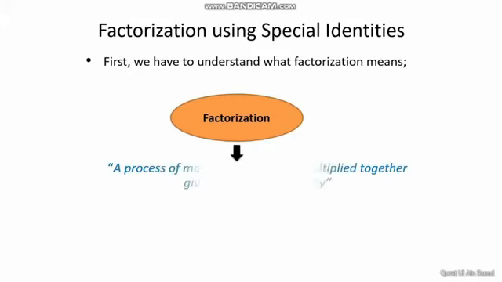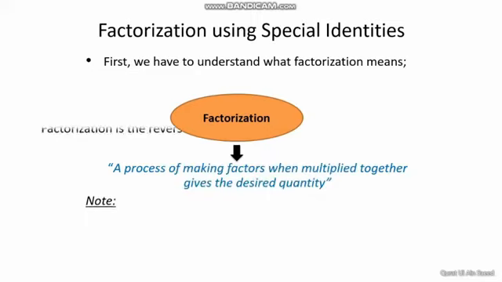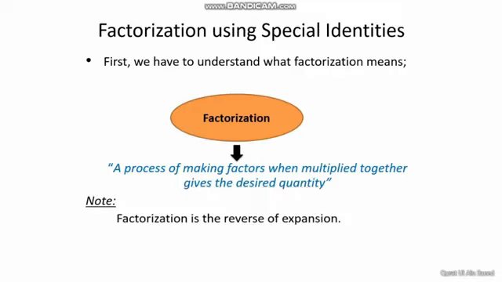Now, let's come to the topic of this presentation, which is factorization using special identities. First, we have to understand what factorization means. The word factorization means a process of making factors which when multiplied together give you the desired quantities. Students, you should keep in mind that factorization is a reverse of expansion. But here comes a question: if factorization is a reverse of expansion, then can we reverse the identities too?